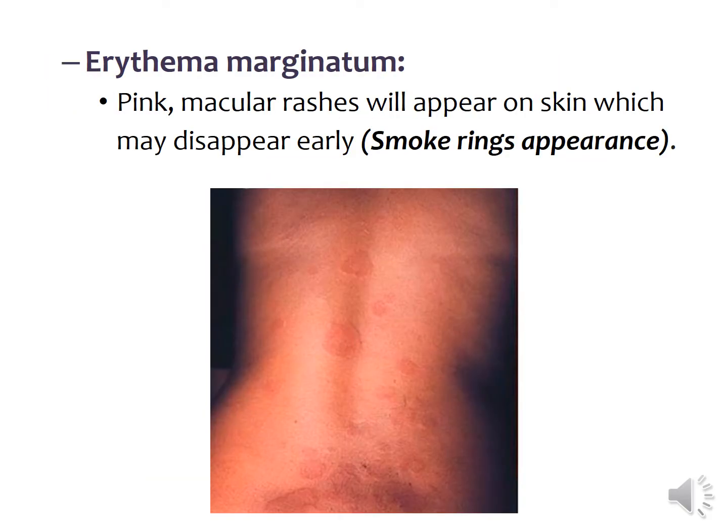Erythema marginatum is due to the involvement of the skin, or the reaction between the antigens of the skin and antibodies produced against the bacterium. Here you can see the lesions. The pink macular rashes appear on the skin, which may disappear early, and they give a smoke ring like appearance on the skin.